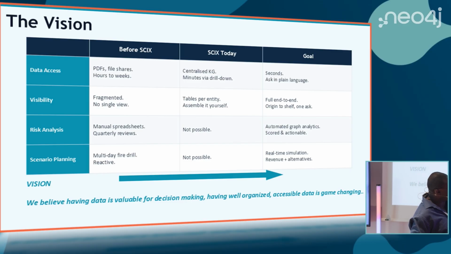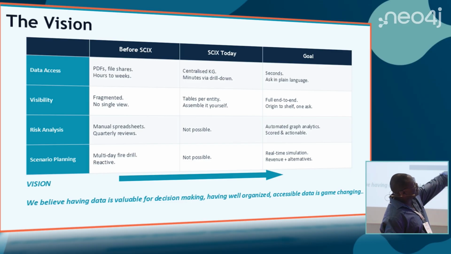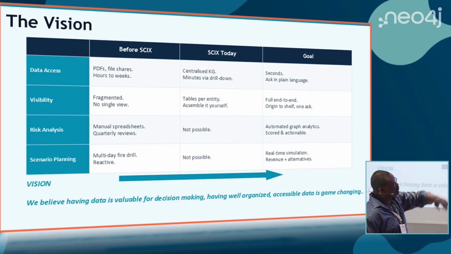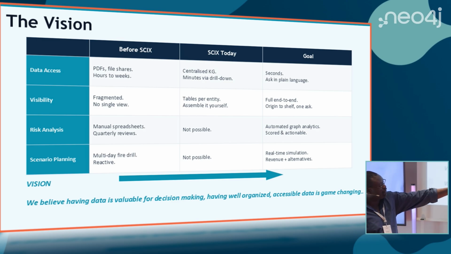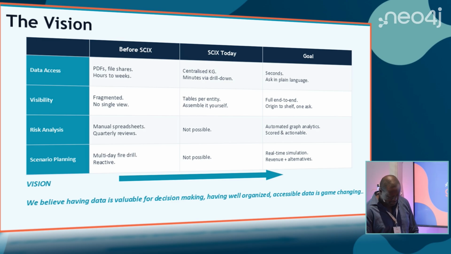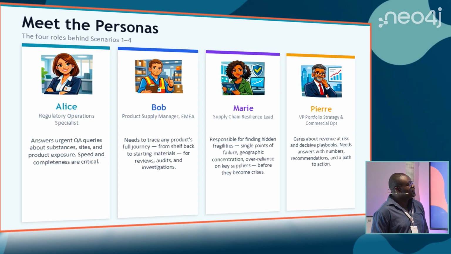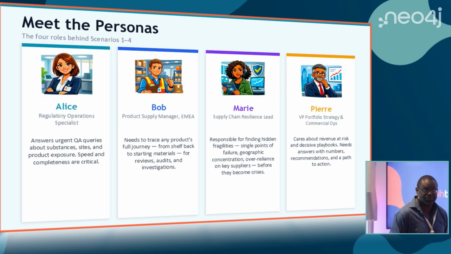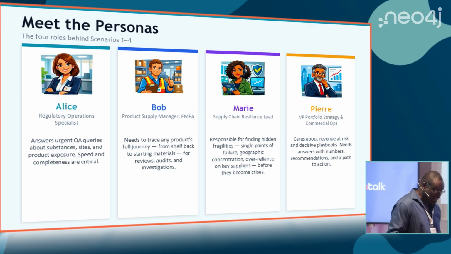We want to move here. This is our vision, right? Be able to ask in plain language, full end-to-end, origin to shelf, automated graph analytics, and even simulation if that's possible. All right.